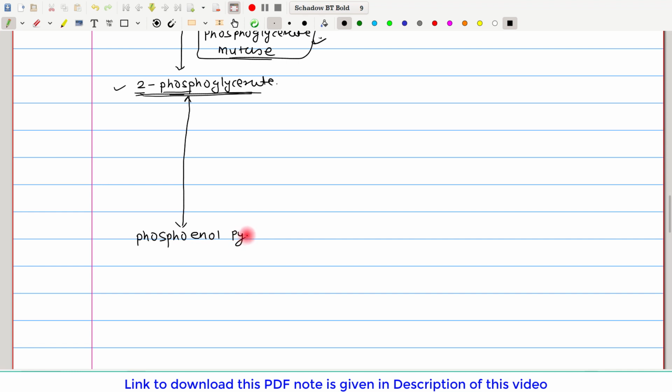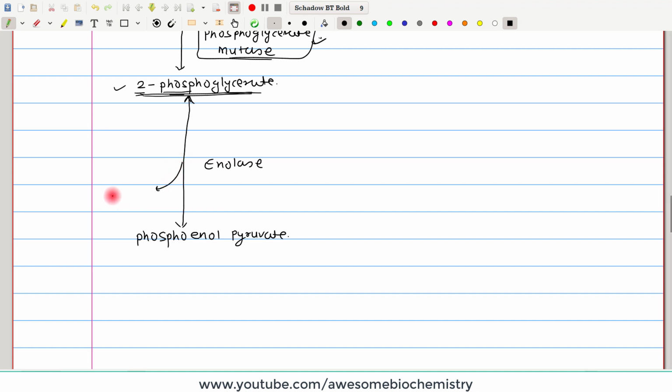Phosphoenolpyruvate. This is the reversible reaction. This reaction is catalyzed by enolase, and this is a dehydration reaction. That means water molecules are getting removed. One interesting thing to note about this reaction is that either magnesium or manganese acts as a cofactor for enolase.